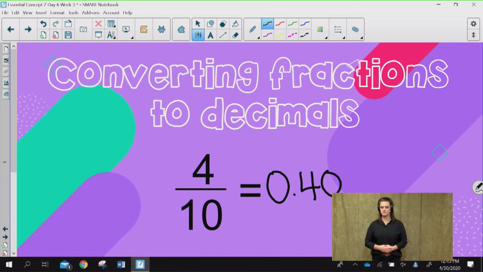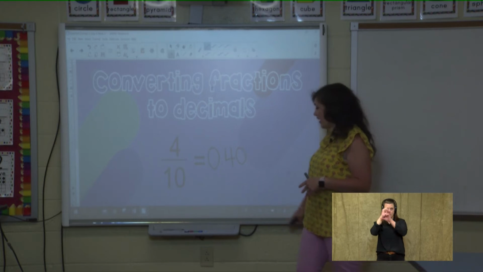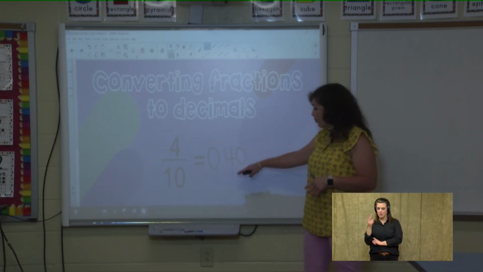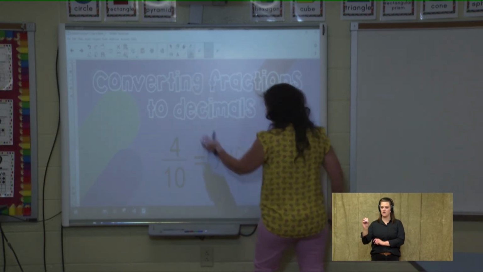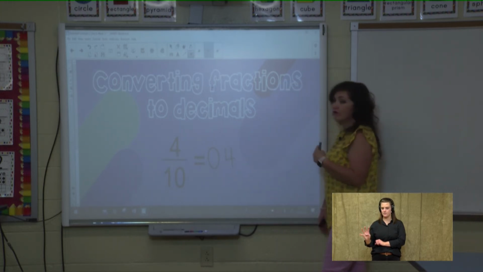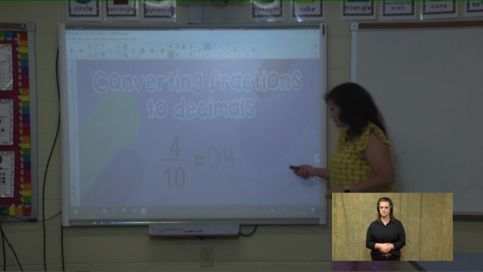So I know that if I have 4/10, I can visualize 4/10 on a hundreds grid. And that would also, in decimal form, look like 0.40 or 0.4. 0.4 is 4 tenths. All right, let's keep going.